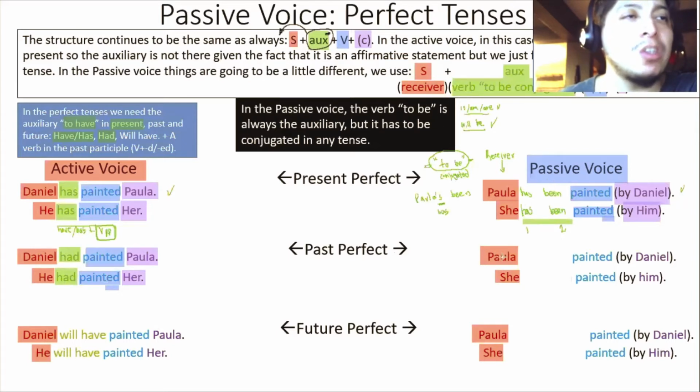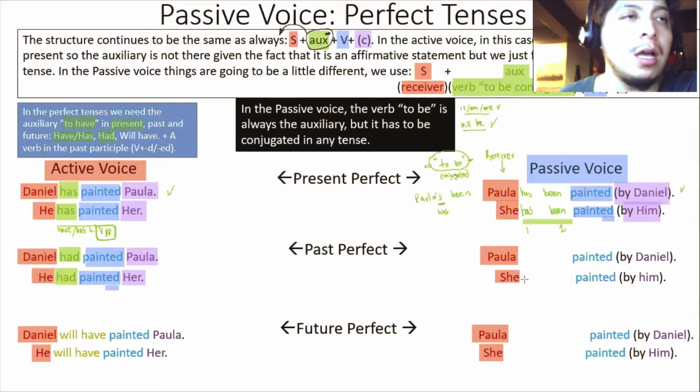So the subject is now Paula. The important person to us is Paula. So Paula, if we want to replace her name and want to use a pronoun, we use a personal pronoun. In this case, the personal pronoun will be she. In the active voice, it was her because she was the object. In the passive voice, it is she because she is the subject.